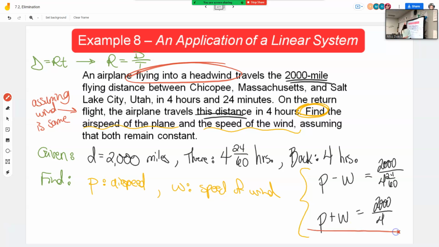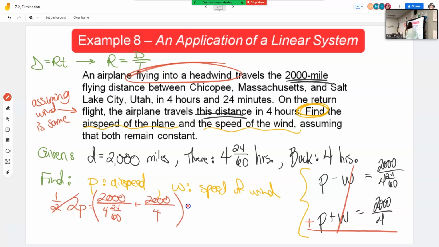A system that can be solved if I just, anybody want to do elimination instead of substitution? Because if you add down, what happens to your wind? It cancels out. Nice. And I end up with 2P equal to, I'm adding down, right? 2,000 divided by 4 and 24/60ths, plus 2,000 divided by 4. All I have to do is cut that in half, cut this in half.